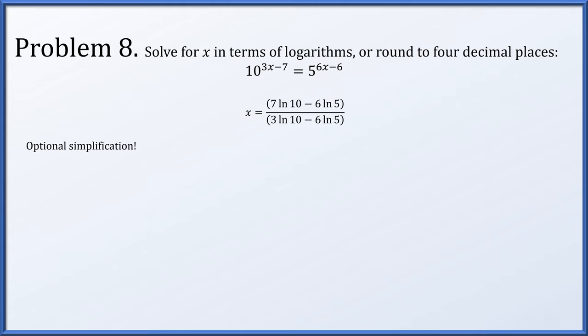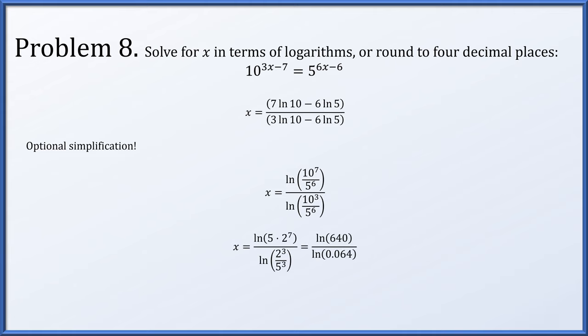There is optional simplification to be done from here. Unless you're specifically instructed that this is not sufficient, and I would generally leave it as it appears above, but sometimes people like to see some more work. So we can now bring those scalar multiples, 7, 6, 3, and 6 respectively, inside as powers, and then we would have a difference of two logarithms that would become a quotient. So now we have the logarithm of 10 to the 7th over 5 to the 6th divided by the logarithm of 10 cubed over 5 to the 6th.